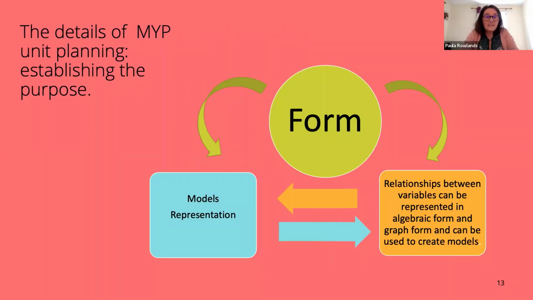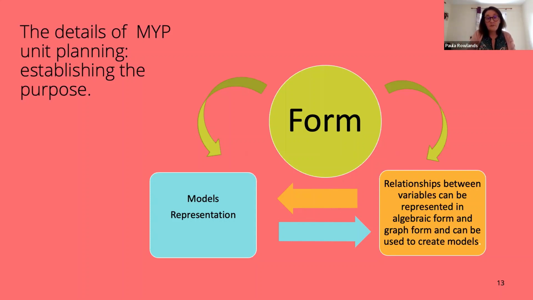So looking at our key concept, I'll give an example now. If we're looking at functions, for example, the mathematical concept there is relationships between variables. And we know that they can be represented in algebraic form, graph form, you can do mapping diagrams. So for one of our units, we use the big picture as form. We are looking at representing the relationship between variables in different forms, in graph form, in algebraic form. So that would be our big picture.